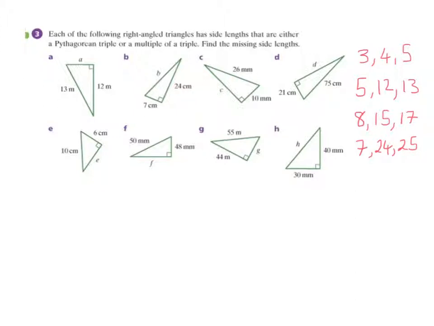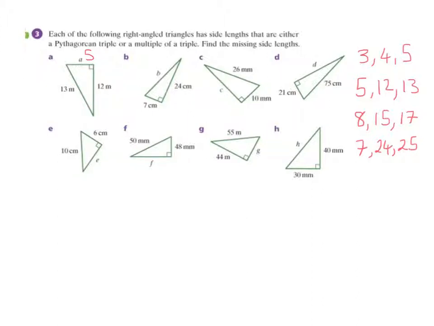Okay, let's have a look. If I have a look at this one, I can do Pythagoras' theorem to work all this out and do the working out, or I can look over here. Does any of those match? Well, look, I've got a 13 and a 12. 13 and a 12. So that means that that side there must be 5.